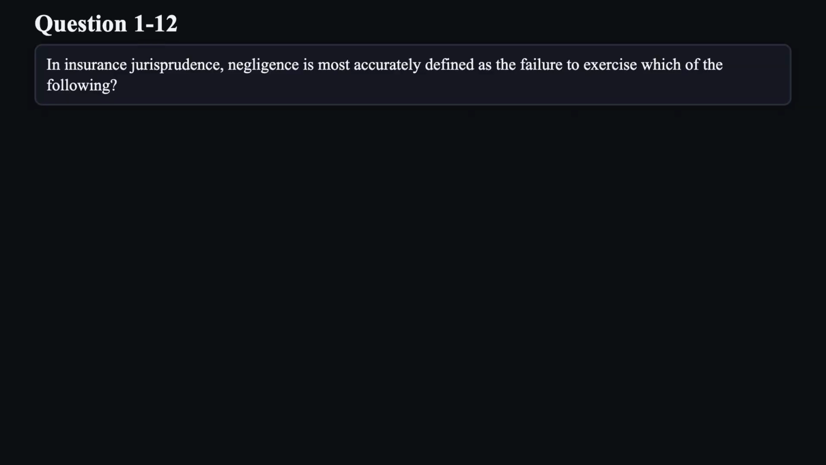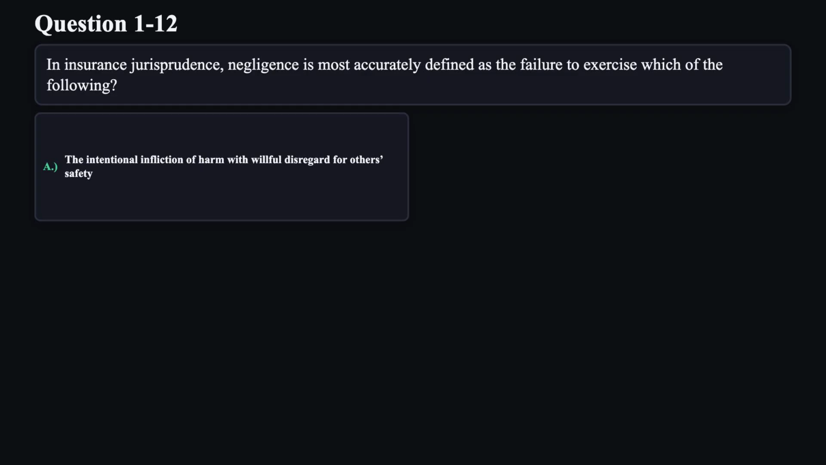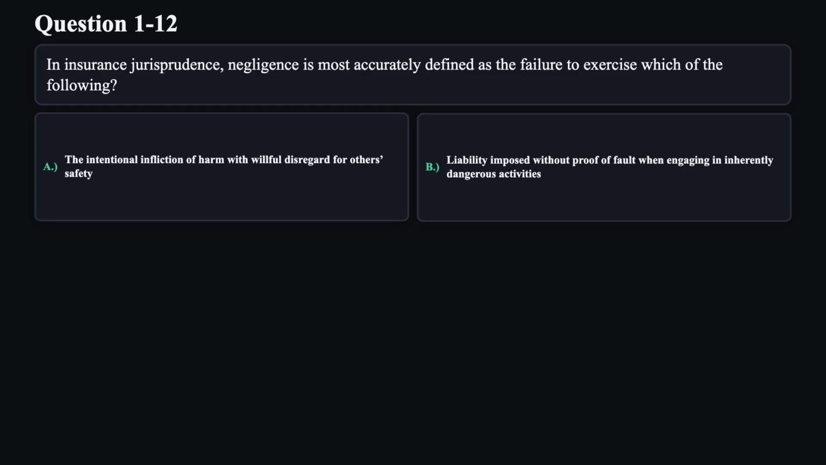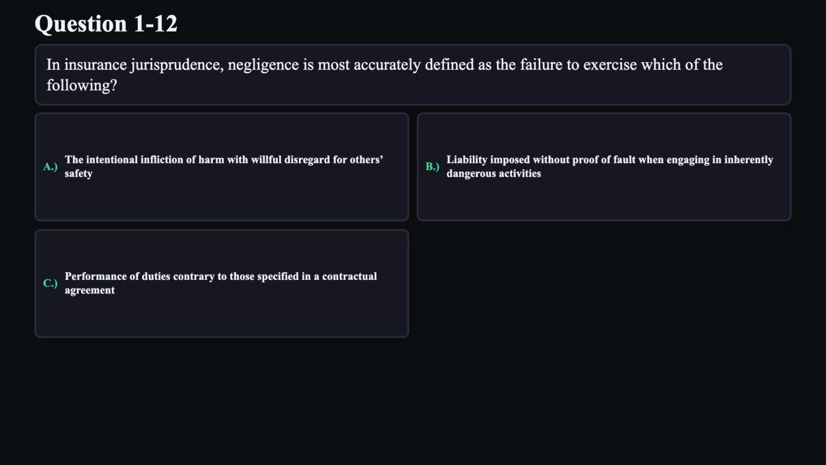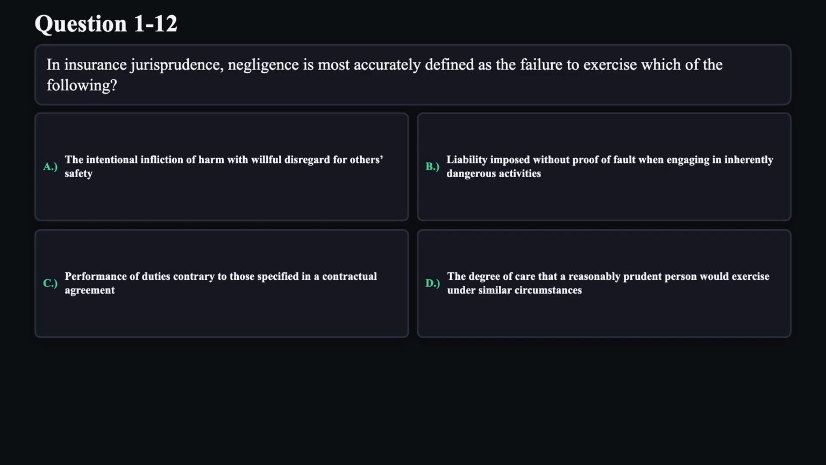Question 12. In insurance jurisprudence, negligence is most accurately defined as the failure to exercise which of the following? A. The intentional infliction of harm with willful disregard for others' safety. B. Liability imposed without proof of fault when engaging in inherently dangerous activities. C. Performance of duties contrary to those specified in a contractual agreement. D. The degree of care that a reasonably prudent person would exercise under similar circumstances.